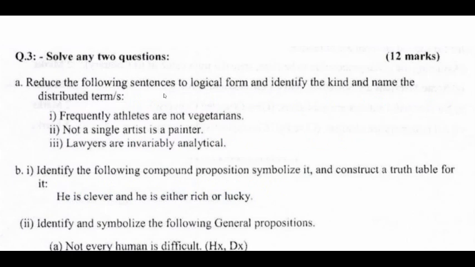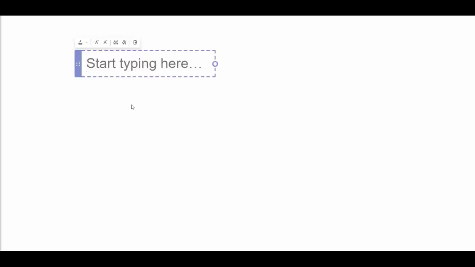Not a single artist is a painter. Now, first let us determine what type of proposition it is. We saw there are 4. One was all S are P, no S are P, some S are P, and some S are not P. These are the 4 types of proposition.